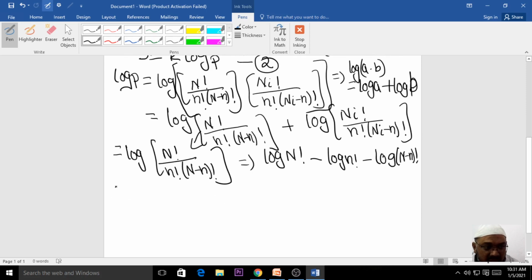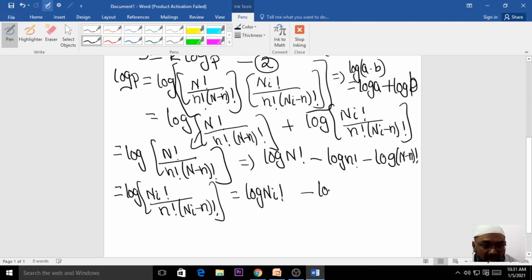So what is the next term here? Log of N_i! by n! into (N_i − n)!, right? Now this can also be written as log N_i! minus log n! minus log (N_i − n)!. Why am I writing minus twice? You can see this log a by log b into c can be written as log a minus log of b into c, so minus will go inside: minus log b minus log c. Now this is the term we have expanded.